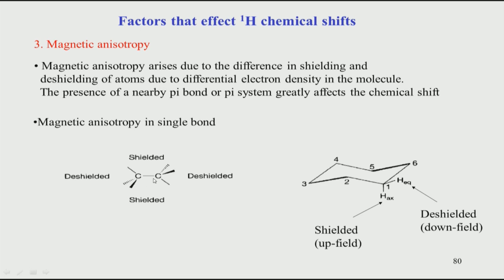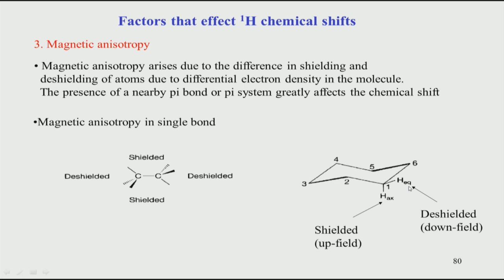So, the idea is that depending on where the hydrogen is located, on which side of the bond, the hydrogen atom will either appear downfield shifted, or, if it is here, upfield shifted. This is shown in this example in a cyclohexane.